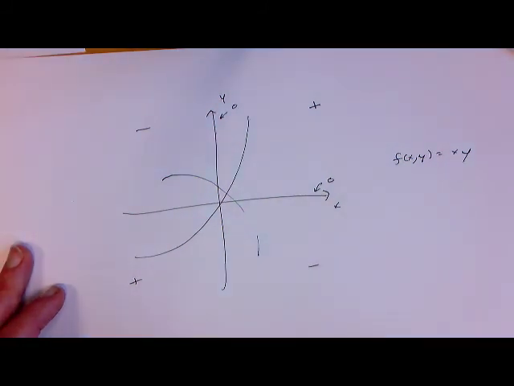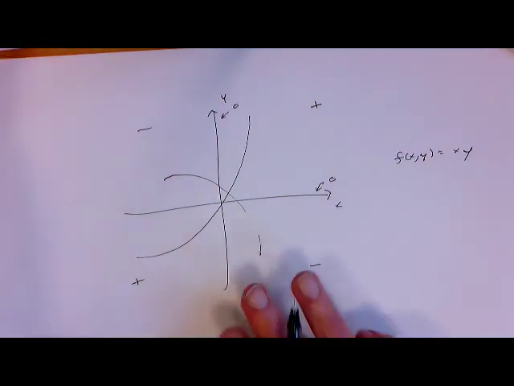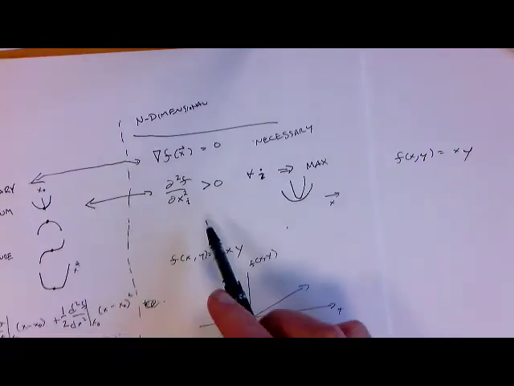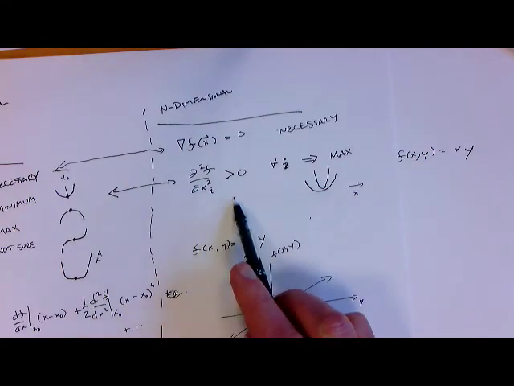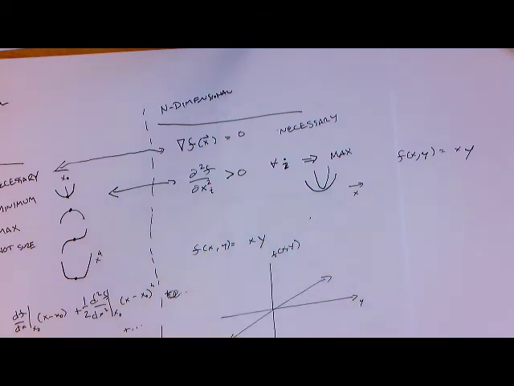Okay. I want to push on that function a little bit, because it seems to me that this function doesn't satisfy this condition, right? The partial with respect to x squared is 0 for this function, and the partial with respect to y squared is 0 for that function. So we have a saddle point, but it doesn't seem to violate the condition. No. Maybe we should think about another function.